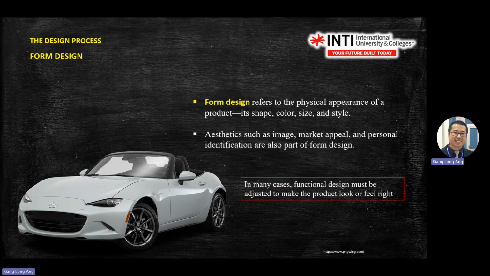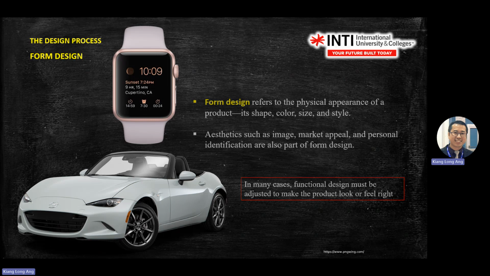Okay, form design. Form: shape, color, size, style, aesthetic, right? So in many cases, functional design must be adjusted to make the product look good and feel right in this era. The good example is your iPhone. They are the ones leading the engineering products to look good. They actually changed the ecosystem when they launched the iPhone with color screen and all this. They are the ones who first introduced a color screen phone with a touch screen, right? Of course, Nokia was also chasing up. After that, they lost the competition.